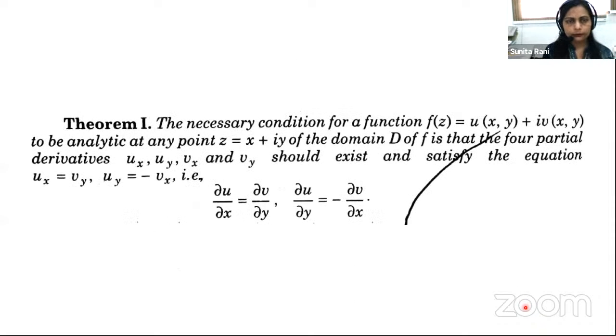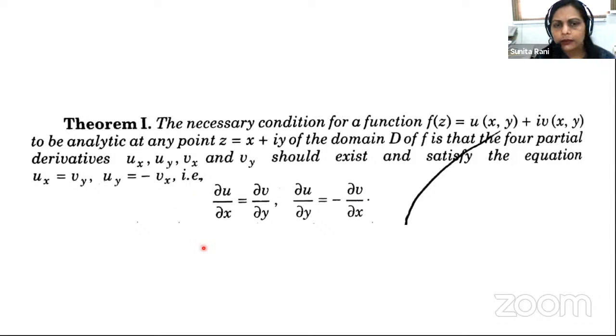Okay, there is an important theorem depending on this Cauchy-Riemann equation. Necessary condition for a function f(z) to be analytic at a point z. If there is a function f(z) = u + iv, we can say the function is analytic at a point if there exist the derivatives ux, uy, vx, vy, and the Cauchy-Riemann equations are satisfied. This is ux = vy, uy = minus vx.